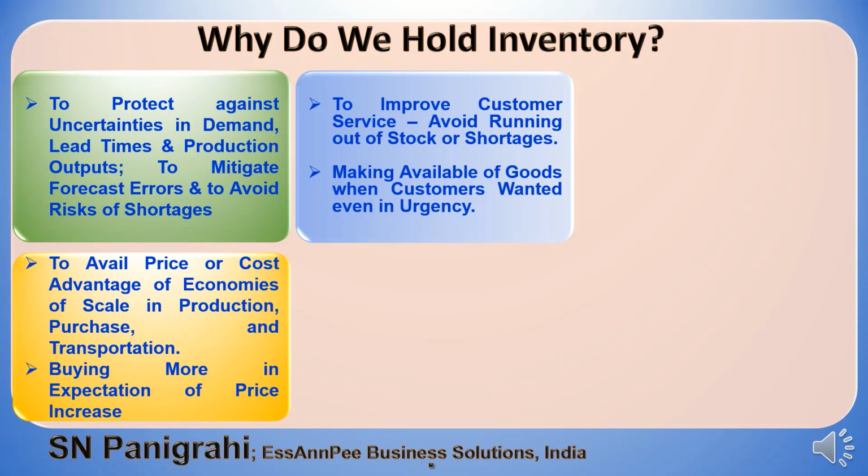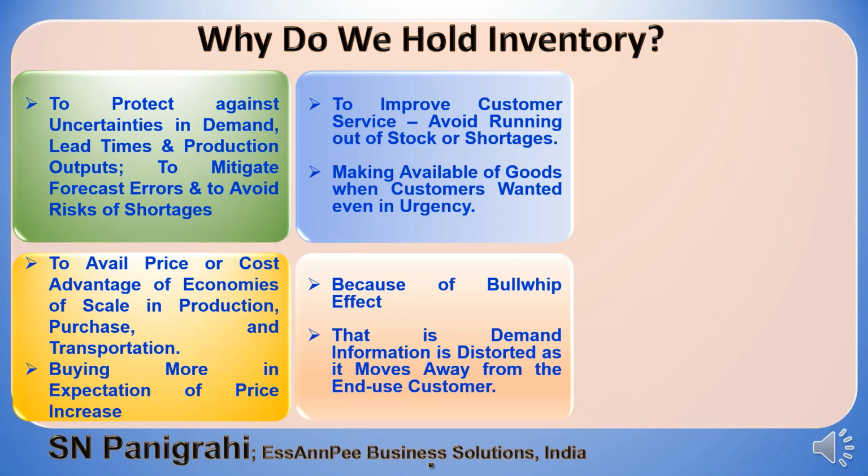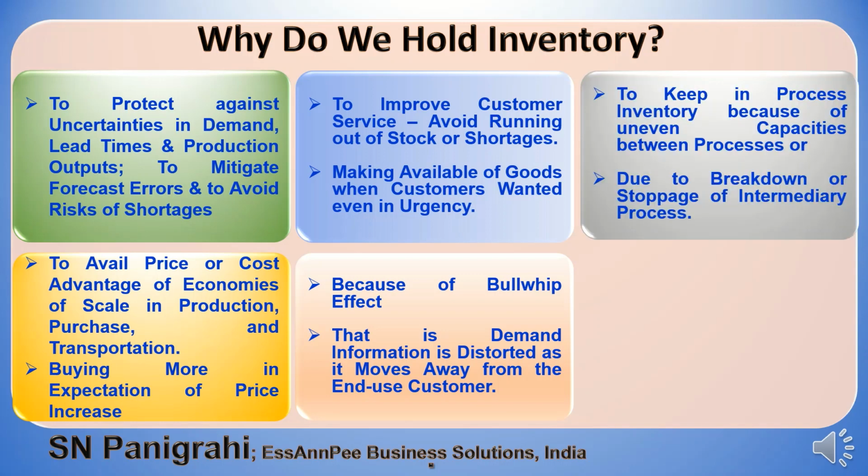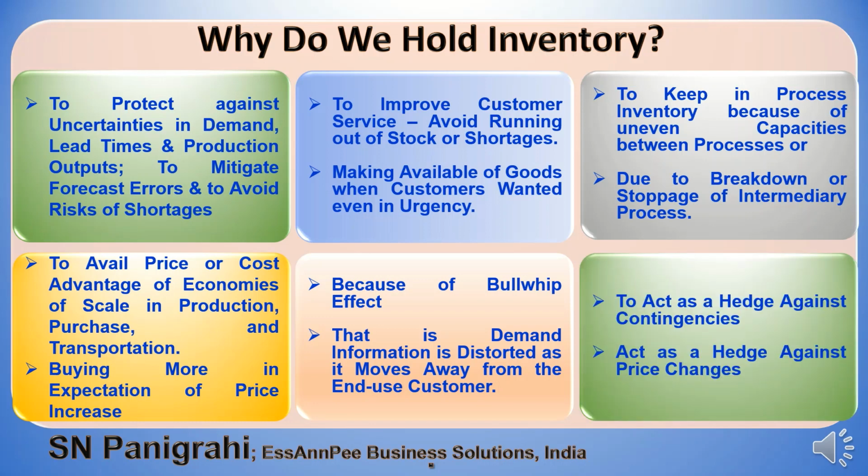Making available of goods when customers want it even in urgency. Because of bullwhip effect. That is, demand information is distorted as it moves away from the end-use customer. To keep in process inventory because of uneven capacities between processes, or due to breakdown or stoppage of intermediary process. To act as a hedge against contingencies. Act as a hedge against price changes.